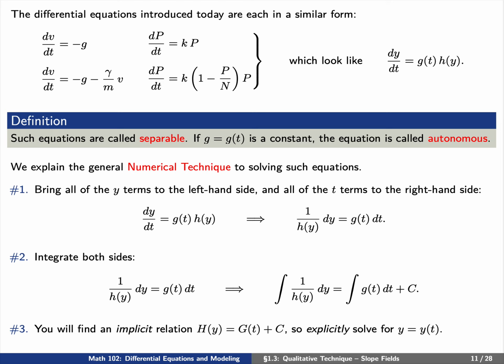There's a relatively simple technique in solving such separable equations. First, bring all of the y terms to the left-hand side and all of the t terms to the right-hand side. This gives us an expression of the form 1/h(y) dy = g(t) dt. Second, integrate both sides. This gives us an expression of the form H(y) = G(t) + c. This will turn out to be an implicit relation, so our final step is to explicitly solve for y as a function of time.